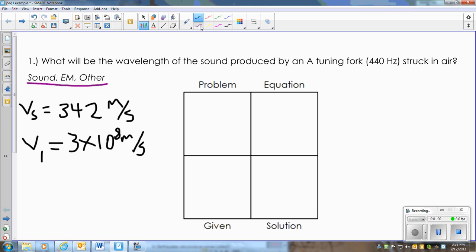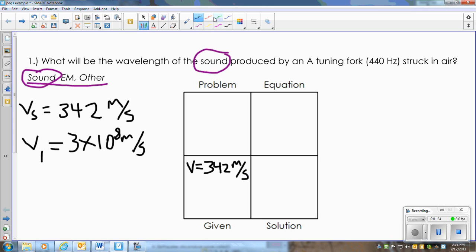In this problem, I can read it and it says, what will the wavelength of this sound produced? So that tells me that this problem is about a sound. I'll go ahead and circle it down here. I want you to circle which of those terms best fits each problem. Once I know it's a sound wave, I can put in the space for my given information 342 meters per second. Remember, you need to put units on all of your numbers in here.